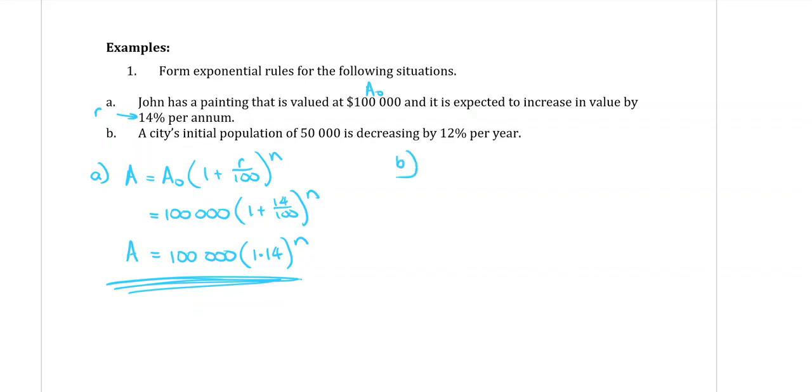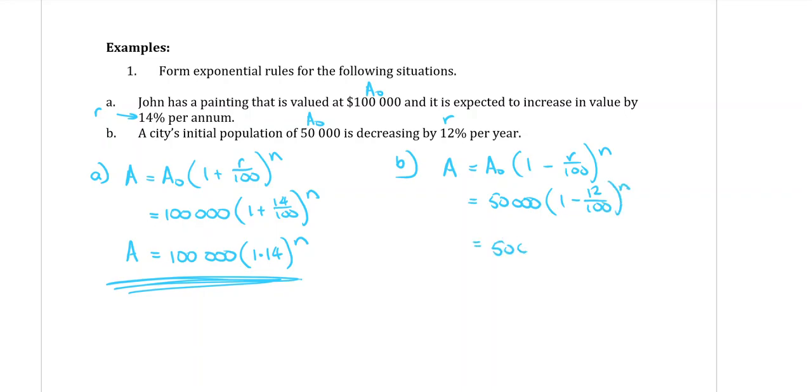We have a city's initial population is 50,000. It is decreasing at 12% per year. So decreasing means that we want to use the formula that has the minus sign in it. It'll be 1 minus r over 100 to the power of n. This time the A0 is the 50,000 and the r is the 12%. So we will get 50,000, 1 minus 12 over 100 to the power of n.